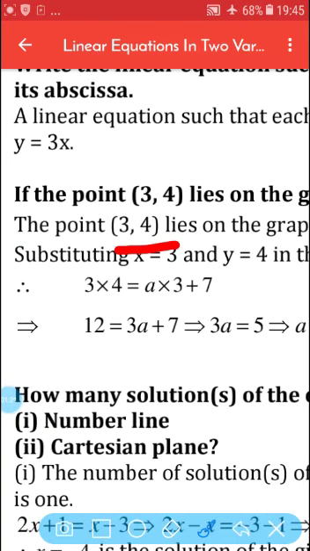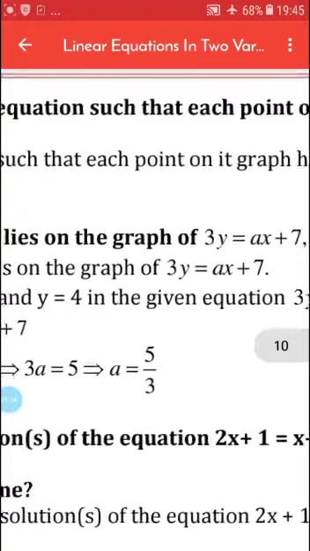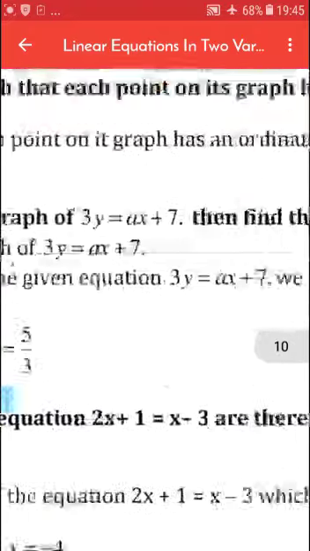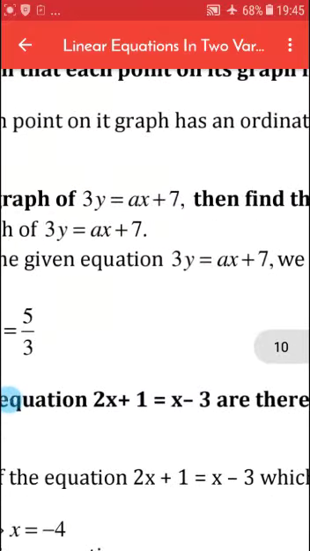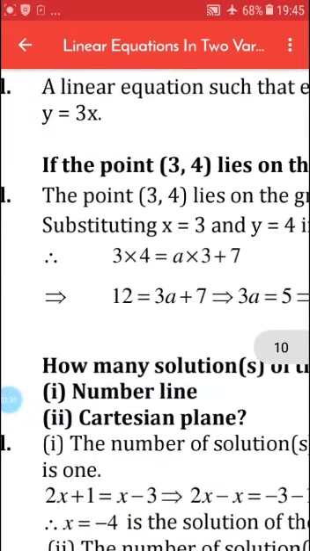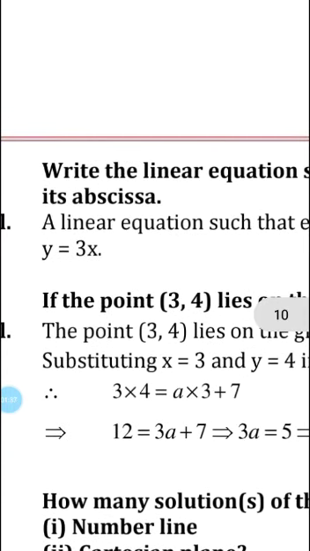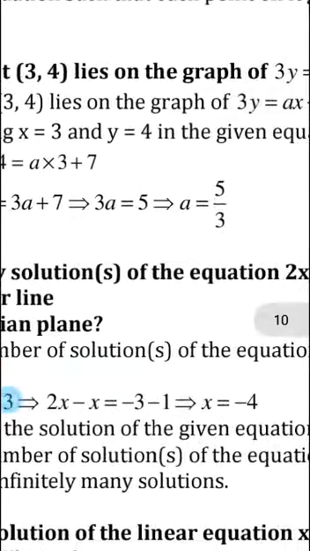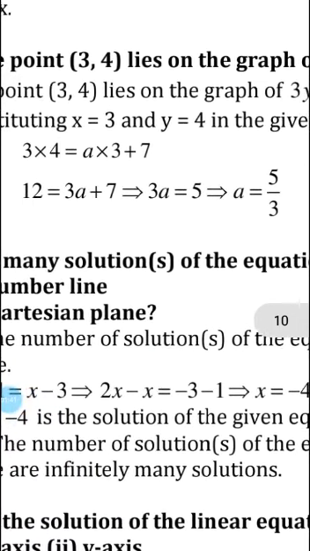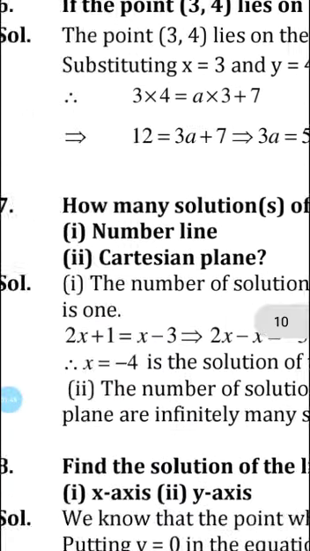So therefore here our equation is 3y equals ax plus 7. So we will write 3 into 4 equals a into 3 plus 7. So 12 equals 3a plus 7, and 3a equals 5, and a equals how much? 5 by 3. Is that okay?